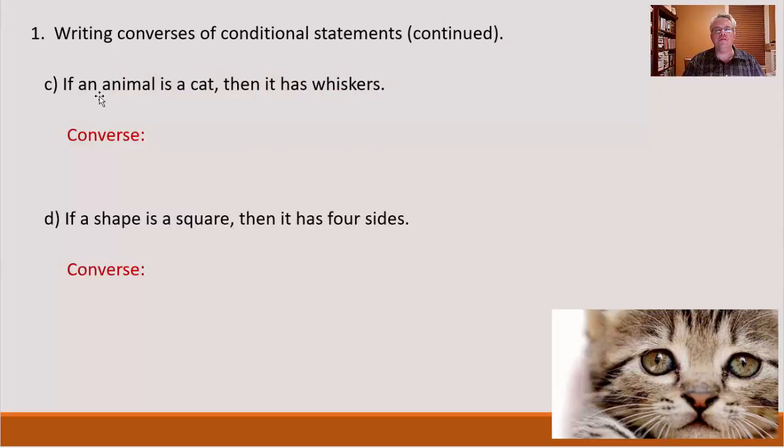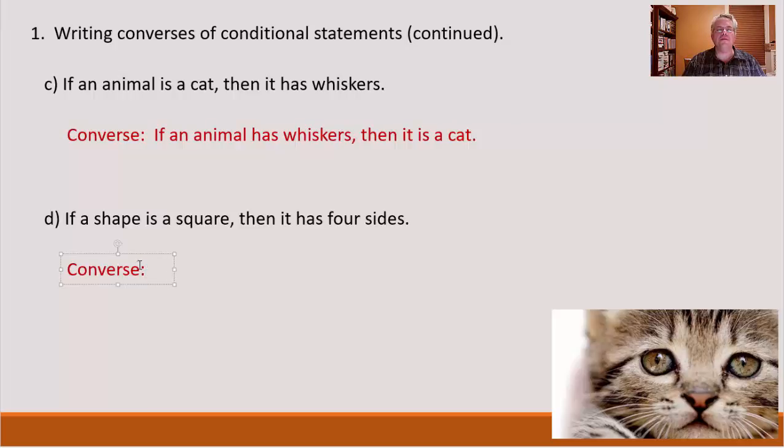Here's one. If an animal is a cat, that is the hypothesis, then it has whiskers. That's actually the conclusion. So the converse is what we get when we switch those. If an animal has whiskers, then it is a cat. That's not necessarily true. A lot of animals have whiskers. But that's the converse. We're not saying it's true. All right, here we go.